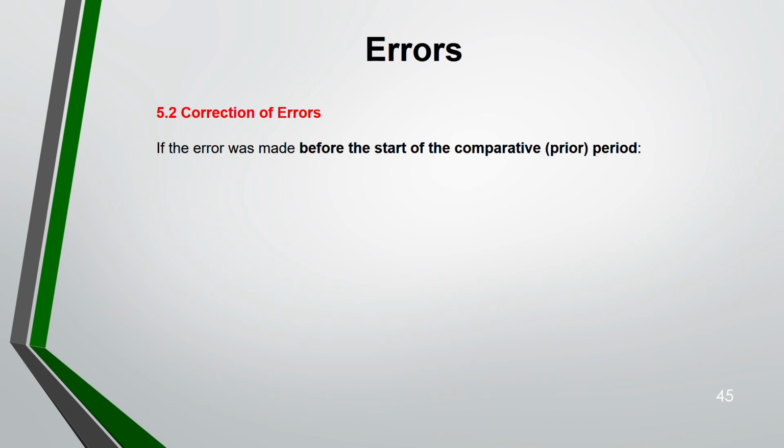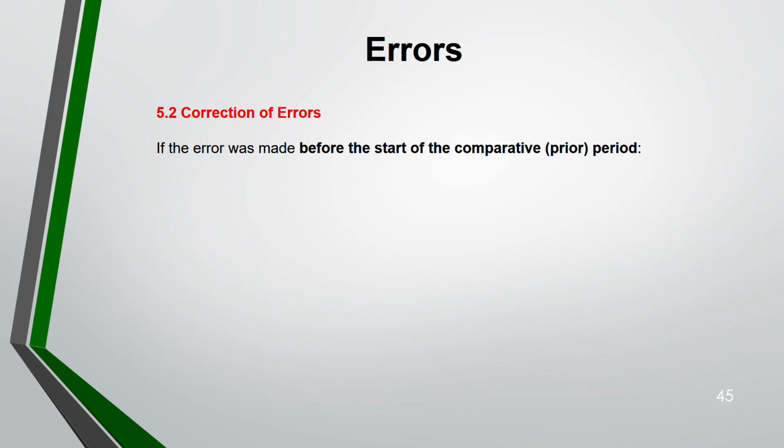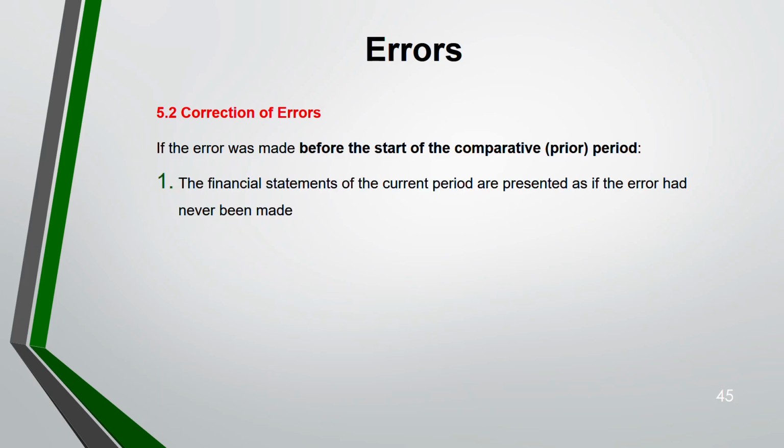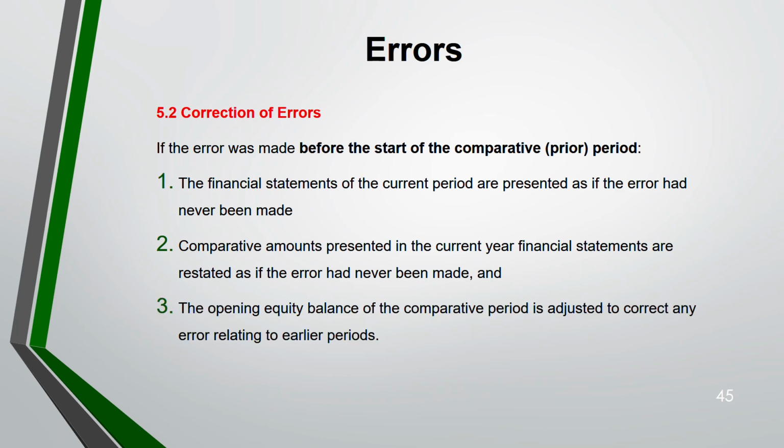Now, this is when an error was made in the comparative period. These are the two things. What if the error was made before the start of the comparative period? Then what do you have to do? Then you have to do these things. Number one, financial statements of the current period are presented as if the error had never been made. That is the same. Comparative amounts also presented in the current year are restated as if the error had never been made. Again, same as before. And one more thing is added. The opening equity balance of your comparative period will be adjusted to correct any error relating to the earlier period.